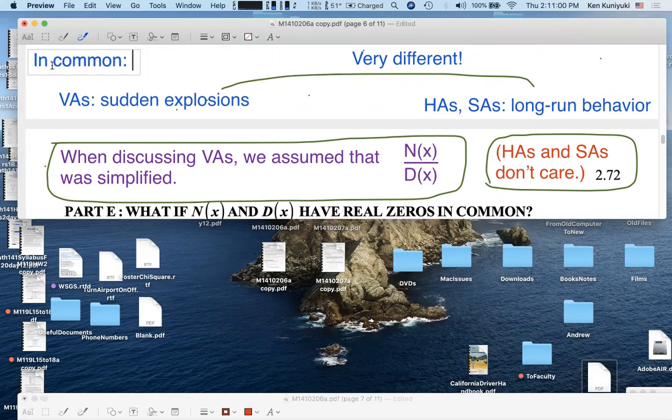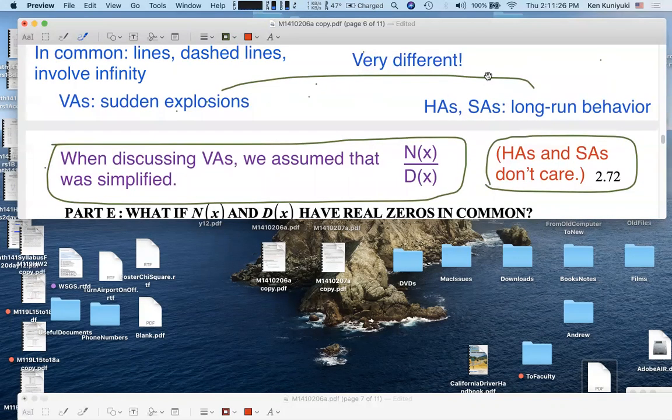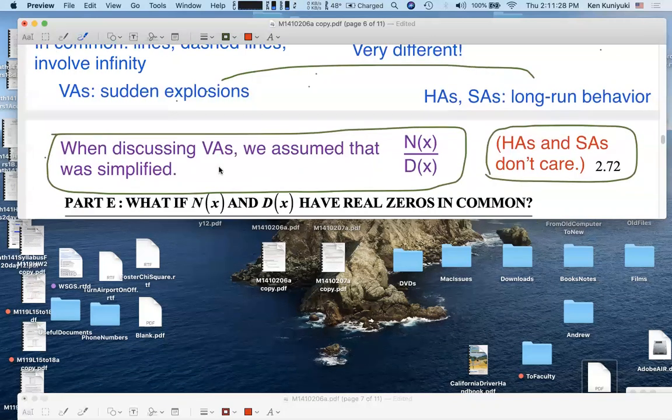Well, in common, they're lines, right? An asymptote is a line that a graph approaches, broadly speaking. In particular, we draw them as dashed lines, and they involve ideas of infinity. But beyond that, these actually have surprisingly little in common. VAs deal with sudden explosions in the middle of a graph. HAs and SAs deal with long-run behavior. And the way we obtain these is very different. And again, VAs care about whether this is simplified. HAs and SAs don't.